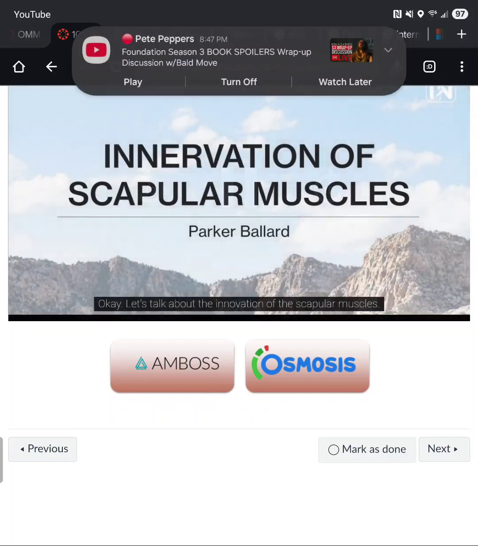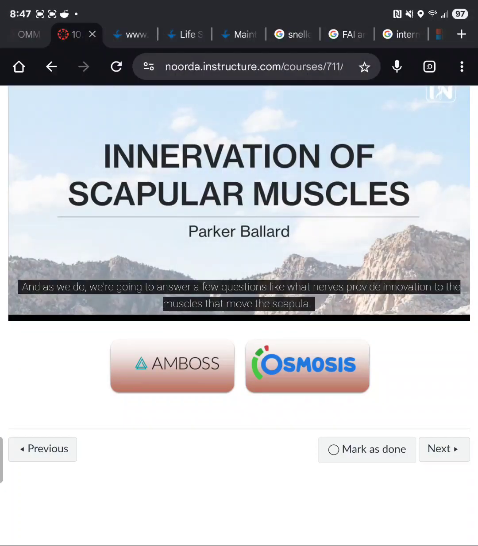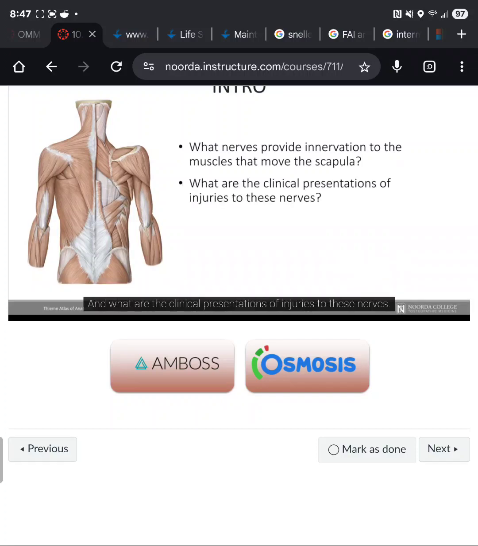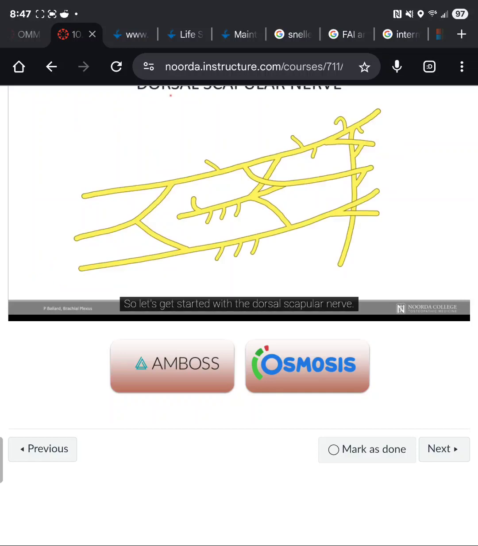Okay, let's talk about the innervation of the scapular muscles. And as we do, we're going to answer a few questions like, what nerves provide innervation to the muscles that move the scapula? And what are the clinical presentations of injuries to these nerves? So let's get started with the dorsal scapular nerve.